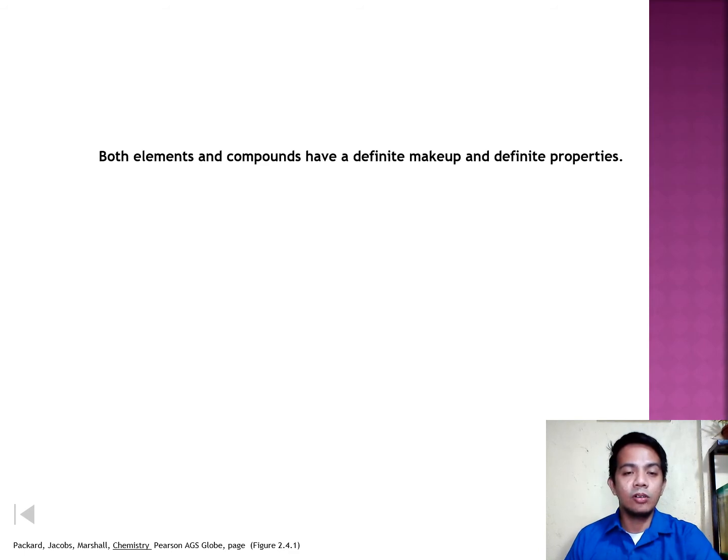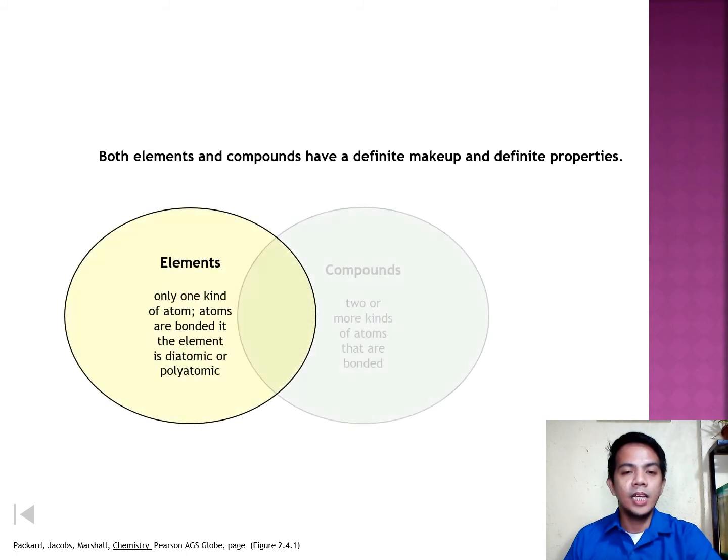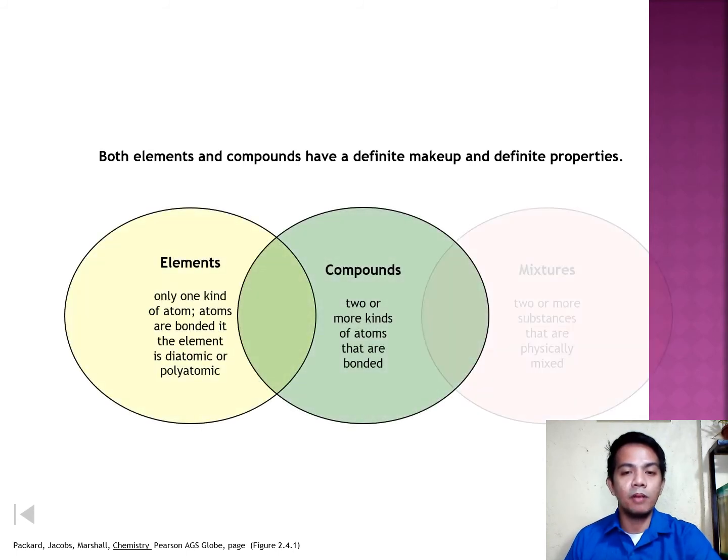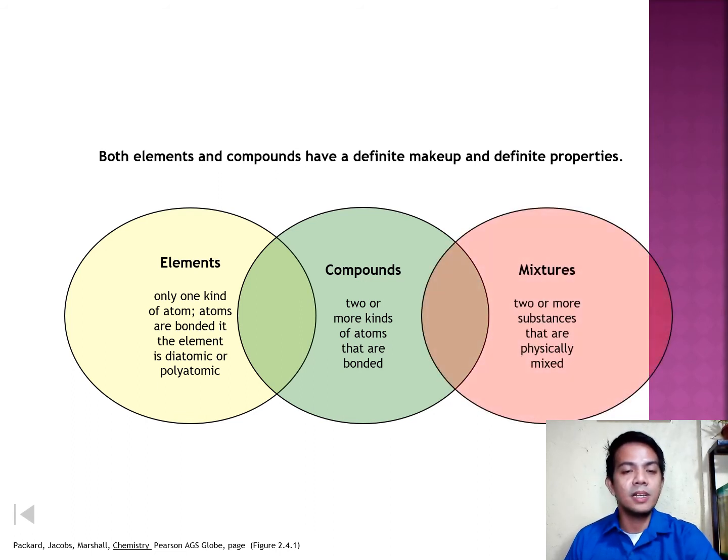Before we proceed to the next classification of matter, I have a Venn diagram here discussing the relationship of elements to compounds, and compounds to mixtures. Elements are the simplest form of pure substance, with only one kind of atom. Atoms are bonded if the element is diatomic or polyatomic. A compound is two or more kinds of atoms that are bonded. Then, when a compound combines with different compounds, it creates mixtures.